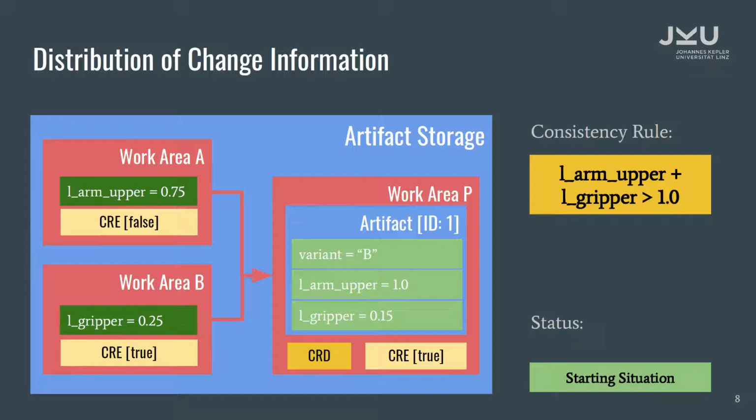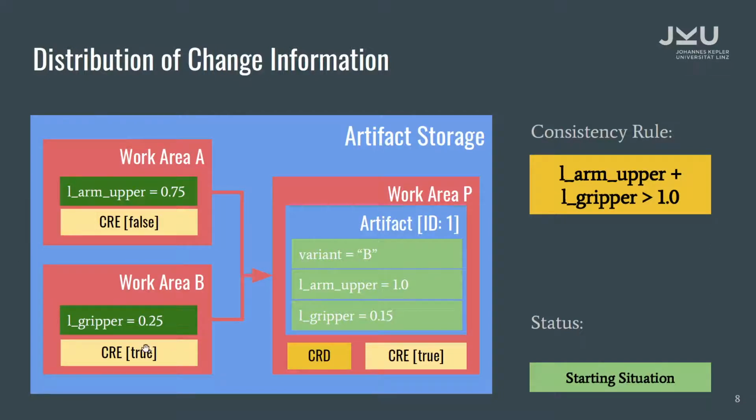So from the perspective of work area A, that consistency rule is broken. So the CRE is false because L arm upper 0.75 plus 0.15 is 0.9, so that is less than 1, so that CRE is false.